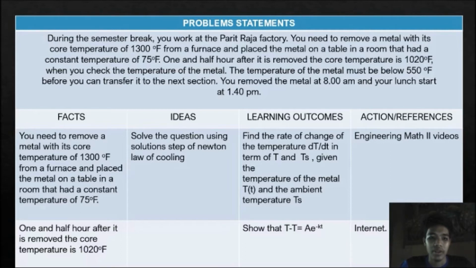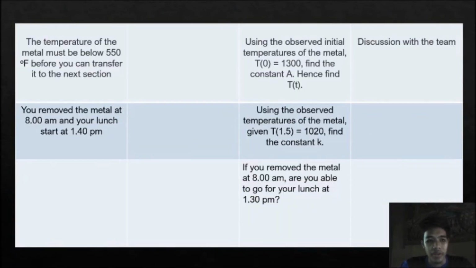So the facts: you need to remove a metal with its core temperature of 1300 Fahrenheit from a furnace and place the metal on a table in a room that had a constant temperature of 75 Fahrenheit. The second fact: 1.5 hours after it is removed, the core temperature is 1020 Fahrenheit. The third fact: the temperature of the metal must be below 550 Fahrenheit before you can transfer it to the next section. And the last fact is that you remove the metal at 8 a.m. and your lunch starts at 1:40 p.m.